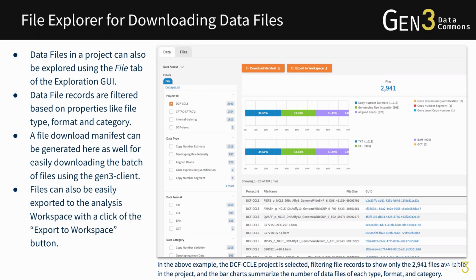In the example snapshot shown, the DCF CCLE project is selected, which filters file records to show only the 2,941 files available in the project. The bar charts summarize the number of data files of each type, format, and category.